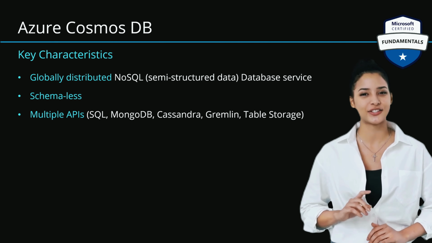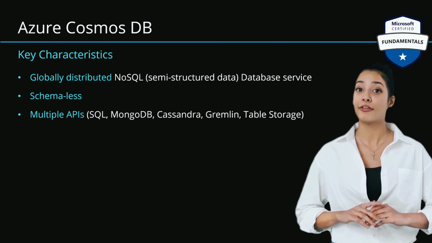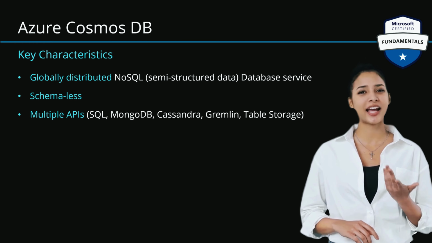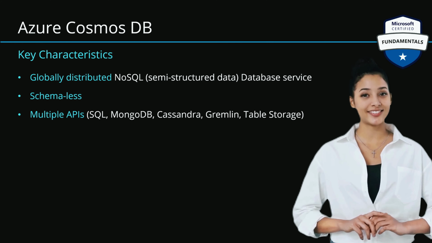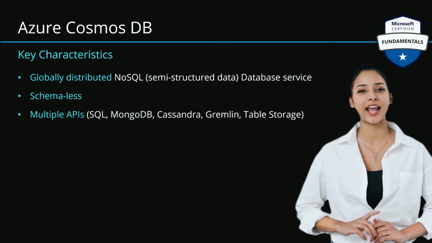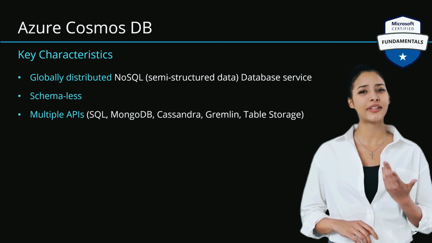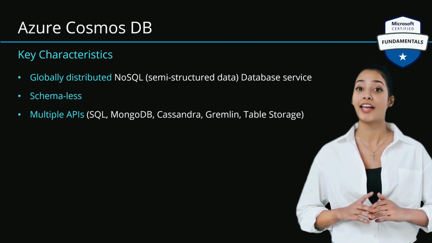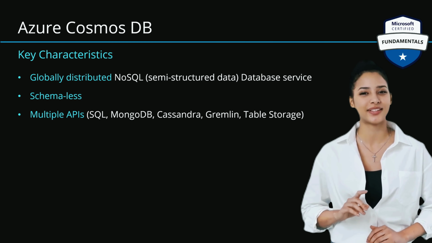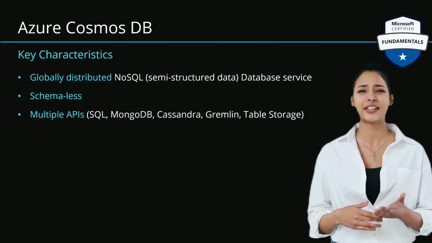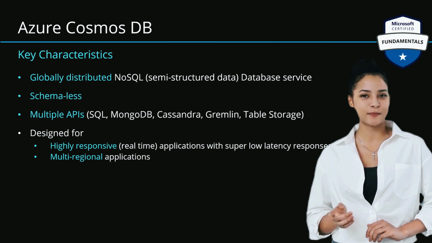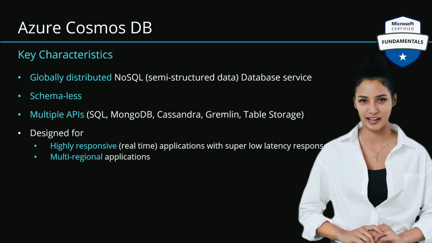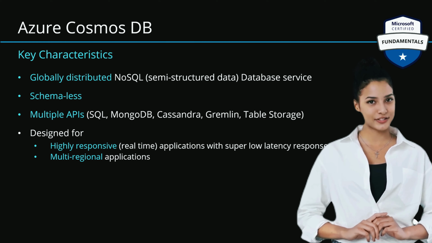One of the cool things to note here is that Gremlin is for graph databases. So Azure Cosmos DB is not only a document database to store JSON files. You can also store graph data and table storage. The table storage API allows you to very easily migrate from table storage to Cosmos DB if you need that geo distribution or better performance. So this database was really designed to build either highly responsive or multi-regional applications, or both. So if you need that, Cosmos DB might be the perfect match for you.